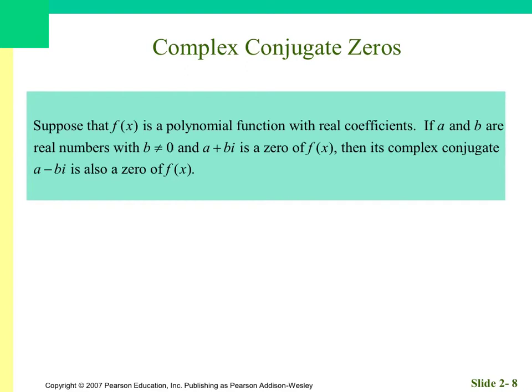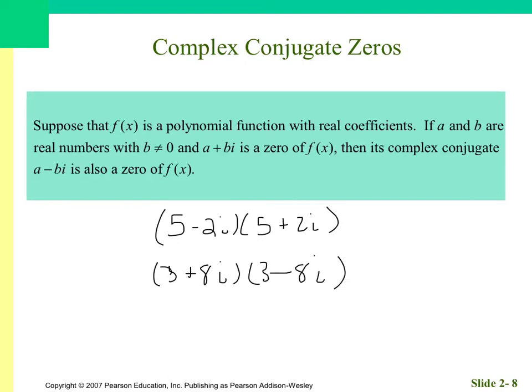Suppose that f of x is a polynomial function with real coefficients. If a and b are real numbers, with b not being 0, and a plus bi is a zero of f of x, then its complex conjugate, a minus bi, is also a zero. So 5 minus 2i, what's the complex conjugate of that? 5 plus 2i. If I had 3 plus 8i, what would the complex conjugate be? 3 minus 8i. Those are the complex conjugates.